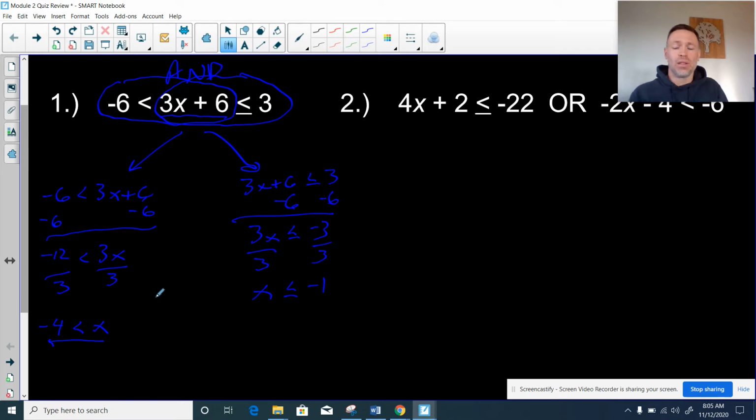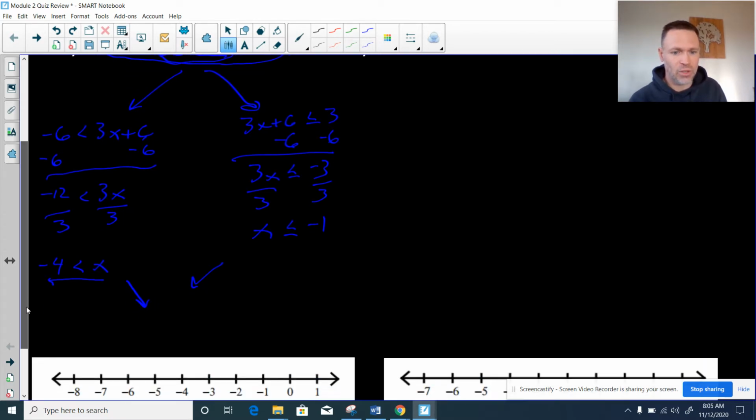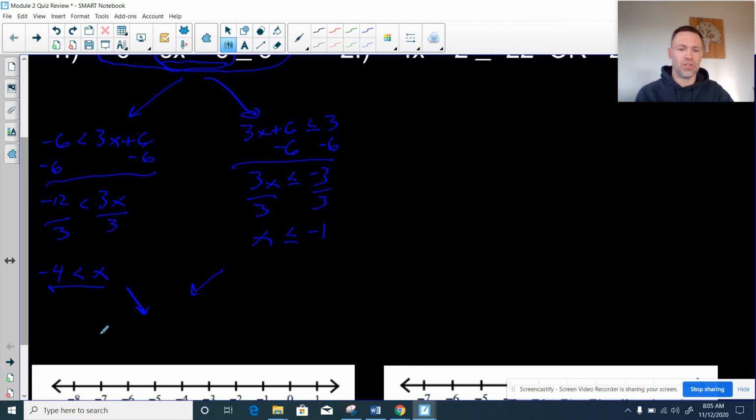Okay? Now, in order to write my final answer, all I have to do is put these back together using the connecting word and. So I can actually write this in two ways. The easiest way is to literally write exactly what you see with the word and. I'm going to write it with the variable first. So x is greater than negative 4, the word and, then the other inequality: x is less than or equal to negative 1.